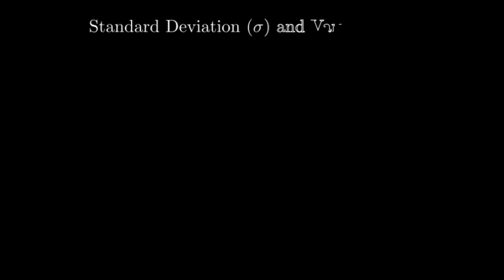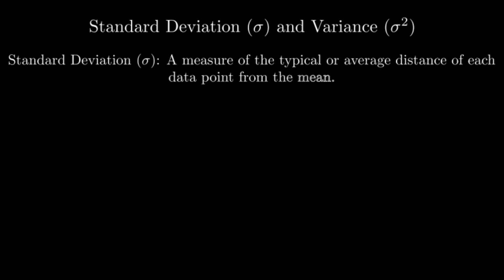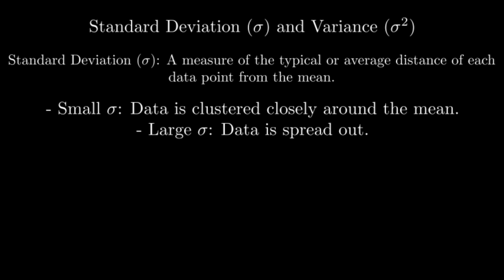While the IQR is a useful measure of spread, the most common and powerful measures are the standard deviation and variance. Let's talk about standard deviation and variance. The standard deviation, represented by the Greek letter sigma, gives us a sense of how far on average each data point is from the mean of the dataset. A small standard deviation means the data points are all very close to the average. A large standard deviation means the data points are widely spread out.